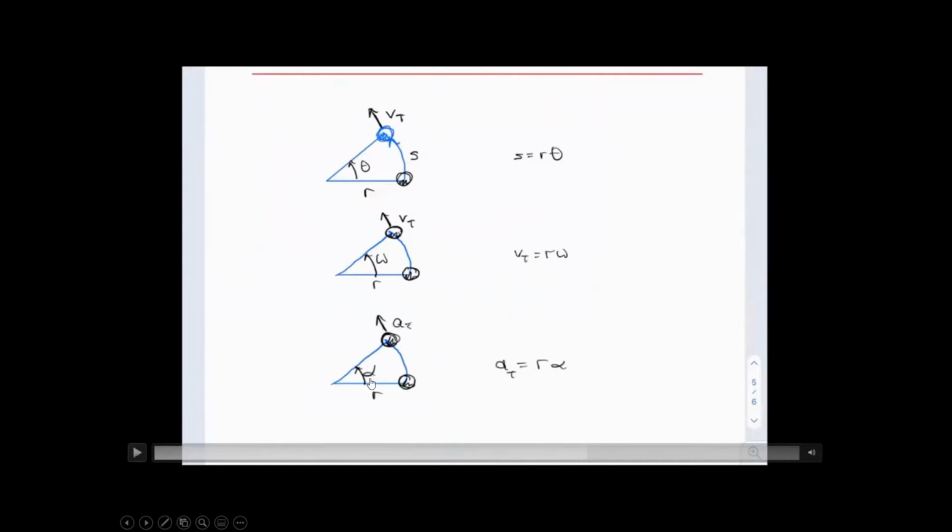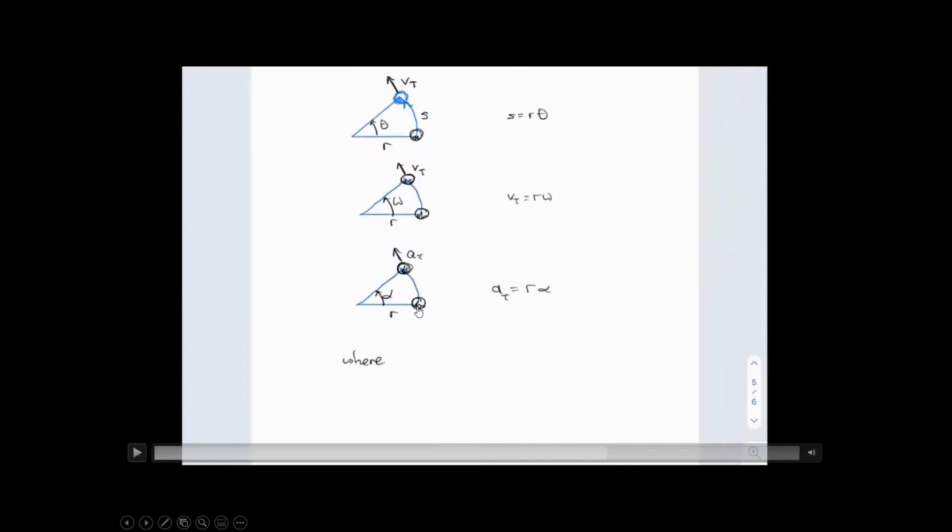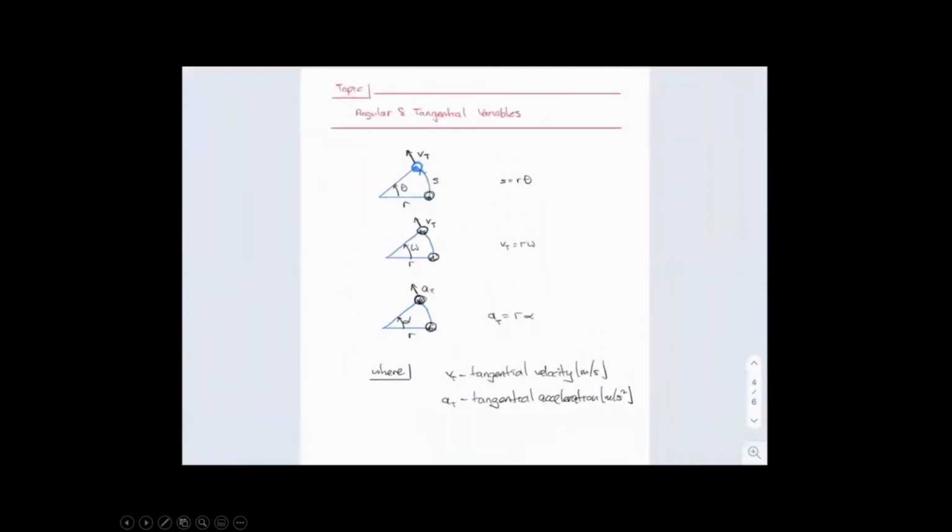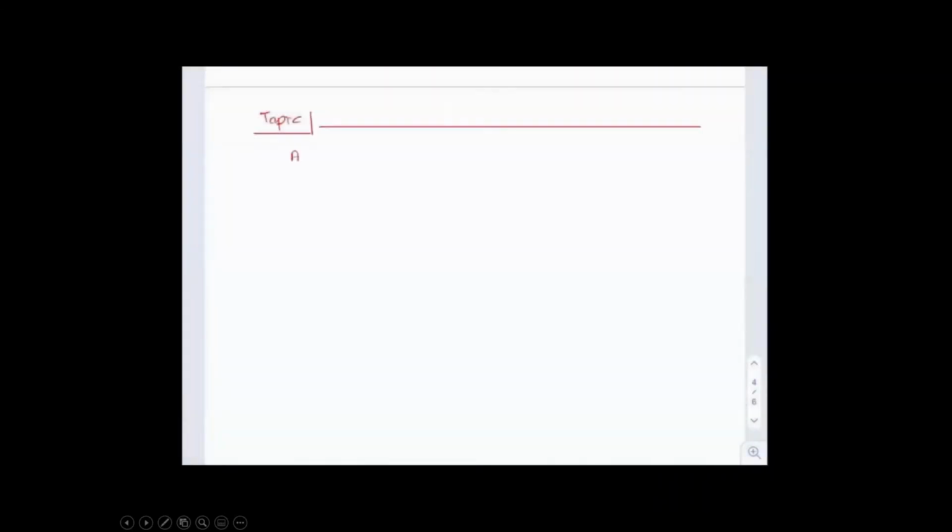If you know the angular acceleration, you can figure out the tangential acceleration by multiplying everything with the radial distance to that point. So the angular terms are on the right-hand side, and then linear terms will be on the left-hand side. As long as you multiply the angular terms with the radial distance, you will get the tangential linear terms.